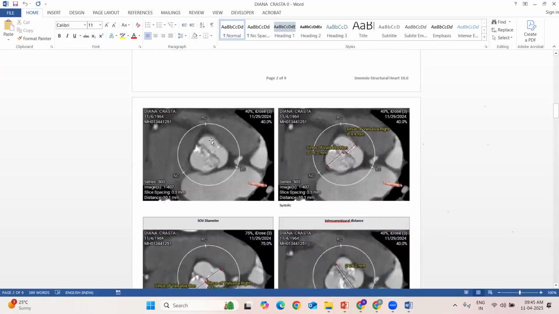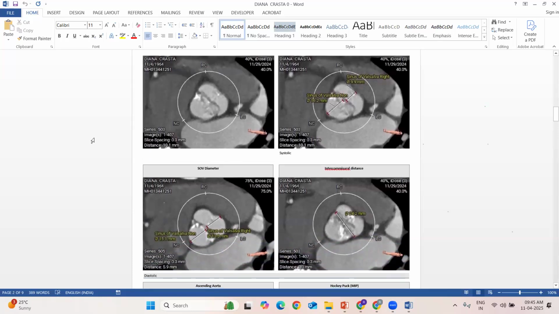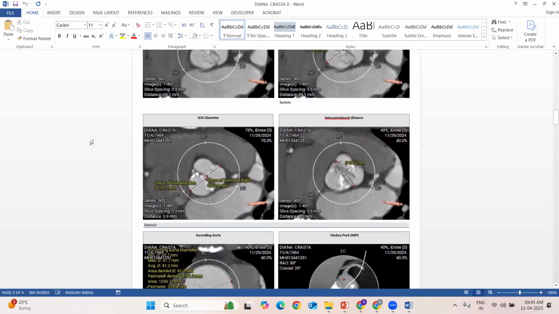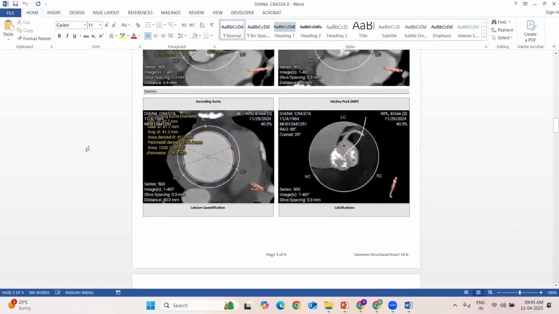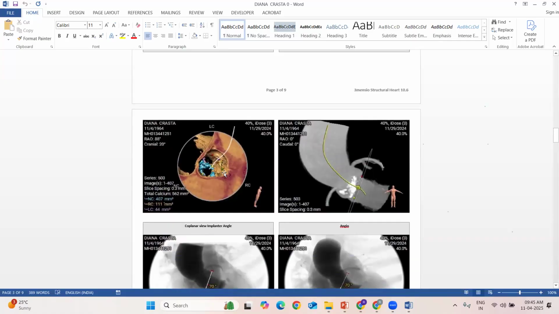Now, can someone tell me what is the anatomy of this valve? Bicuspid. Which bicuspid? Type A1? Type 0? I think type 0, slightly a raphe is visible. Type 0 maybe? It's a type 0 bicuspid because this is one cusp and this is one cusp. Slight calcium is seen at the non-coronary cusp. This is the ascending aorta, and this is the calcification at the annulus. Can you see this?